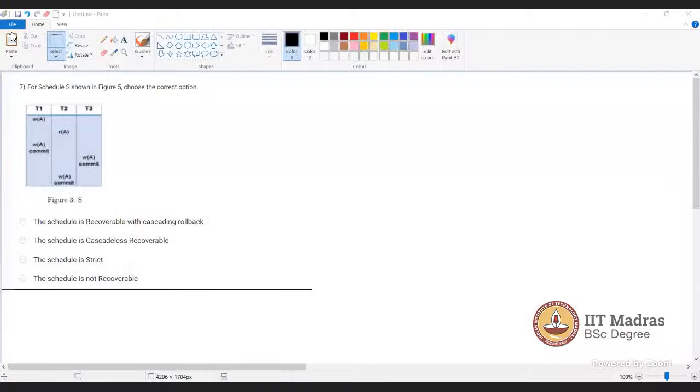This is the question, right? Yes, sir, this is the question. Okay, so the first question is whether the schedule is recoverable or not. So yeah, we have to see the read relationship, right? Yes, sir.